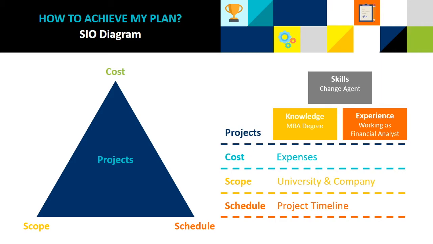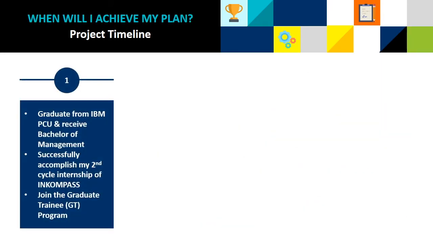In 1 year, I would like to graduate from Petra Christian University and achieve my bachelor degree in management. Also, I want to successfully accomplish my second cycle internship at Sampurna, so I can join the management trainee program there, namely the graduate trainee or GT program, for the next 2 years where I can improve my experience and skill in finance.